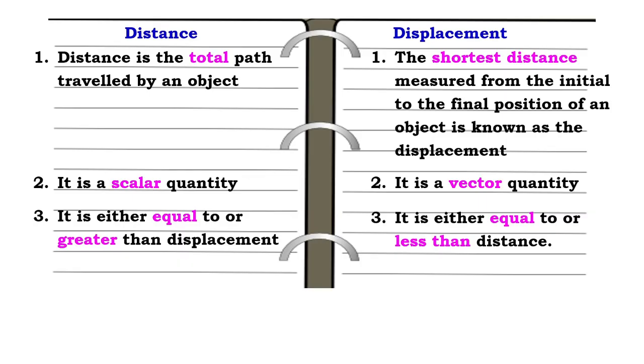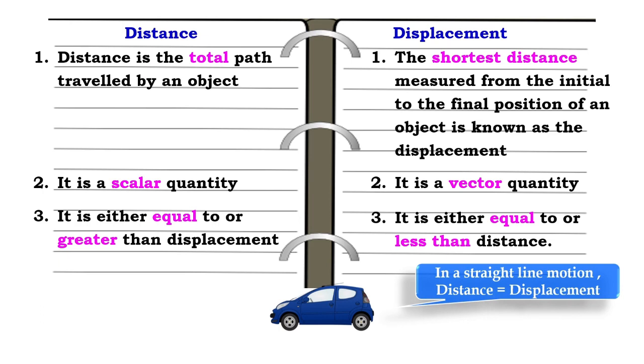Now let's see in which case the distance and displacement are equal. Let's say there is a car which is moving in a straight line, which is also known as rectilinear motion. So if a car or any object is moving in a straight line, or it is under rectilinear motion, then in that case the magnitude of distance and displacement are the same.